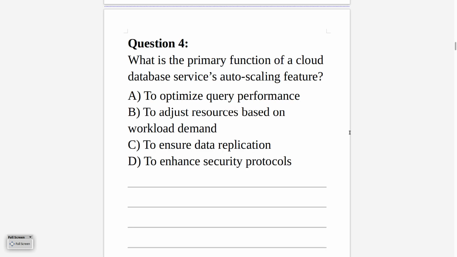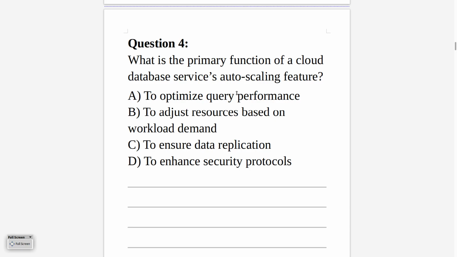Question 4. What is the primary function of a cloud DB service's auto-scaling feature? To optimize query performance, to adjust resources based on workload demand, to ensure data replication, or to enhance security protocols. Right, auto-scaling, scaling up and scaling down according to demand. It's got to be B. It's not A.